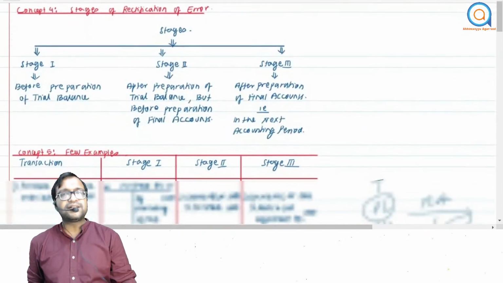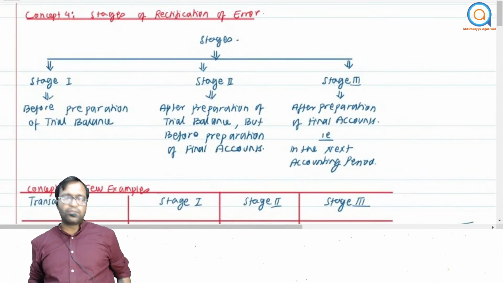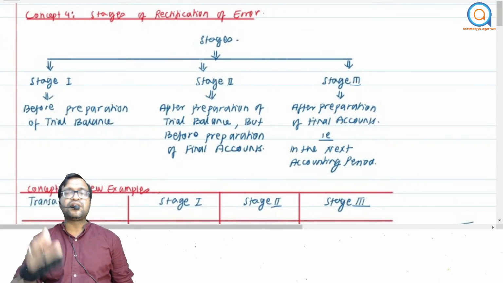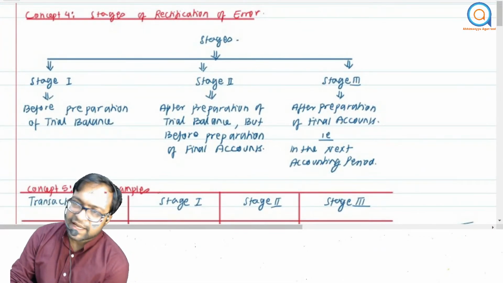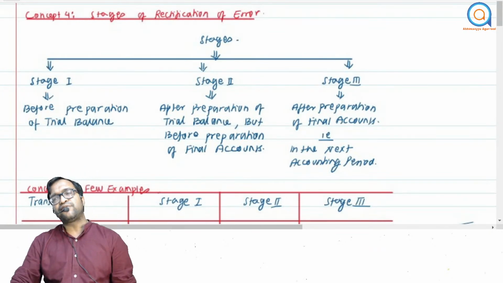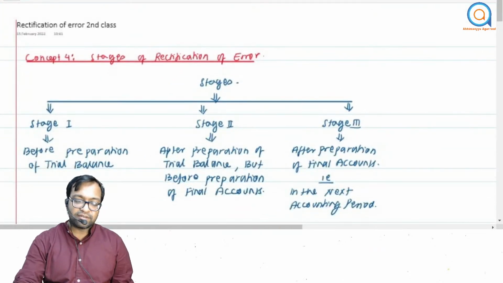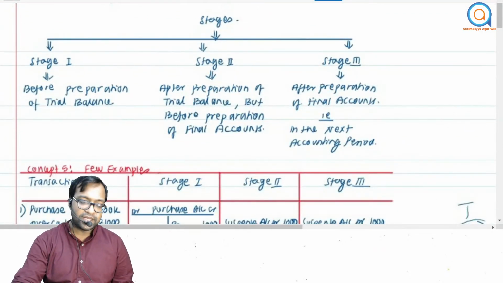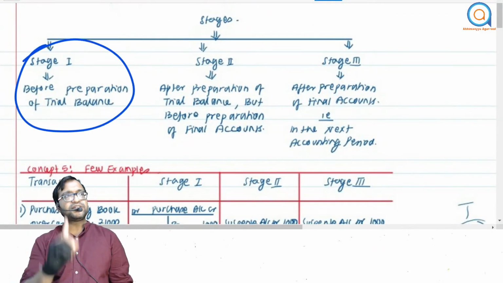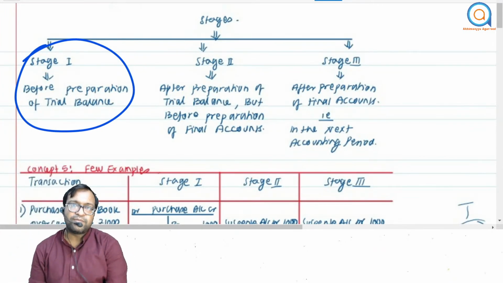Next, what are the stages of rectification? Rectification can be done in three stages. Number one, before preparation of trial balance. Second, after preparation of trial balance. And third, after preparation of final accounts. Now, if you rectify in the first stage, a few things have to be kept in mind. You are doing the rectification in stage 1, means before preparation of trial balance.